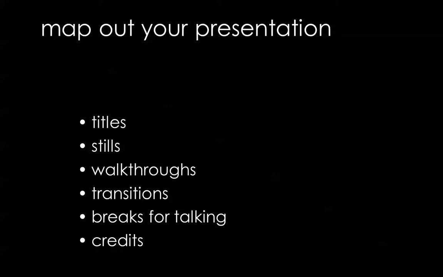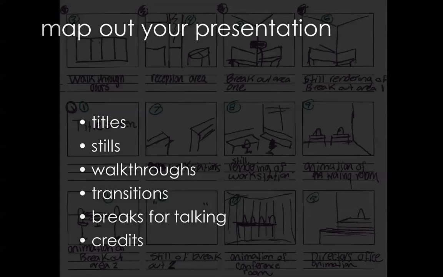So when you map out your presentation using that blank storyboard, which you can just print right out, think about what you want to put in there. What assets do you already have? Do you already have a pile of still images that you can use? What kind of transitions do you want? Do you want to talk and narrate, or would you rather just let the music run? Do you want credits? That kind of thing.